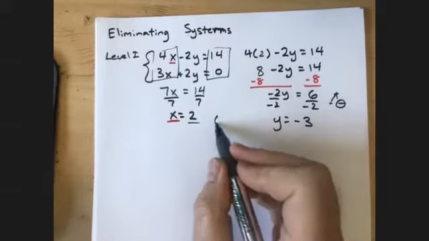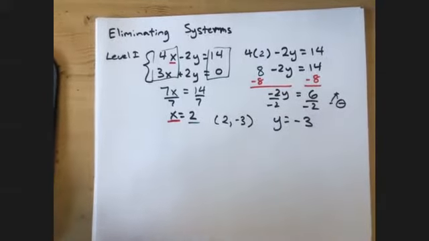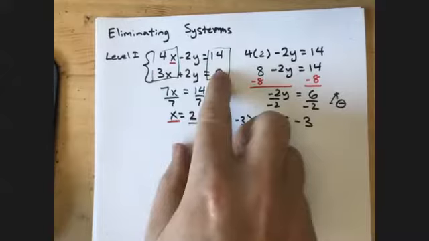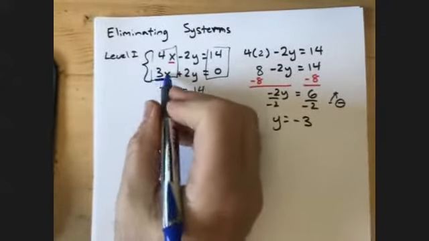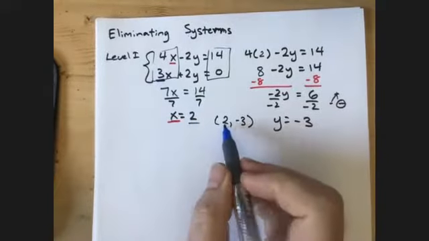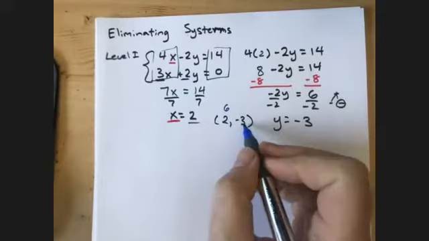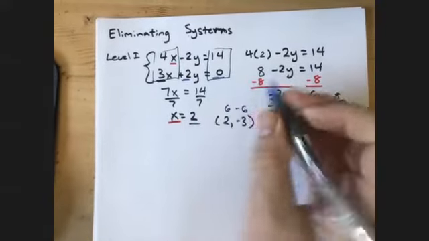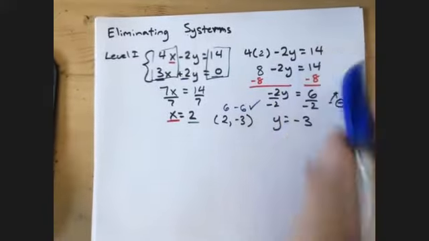Now my ordered pair should be my x first, followed by my y, and then I check by going to the other equation. I plugged in my x into the top equation, so I'm going to check with the bottom by taking the coefficient and multiplying. So 3 times x, 3 times 2 is 6. And I take the y, the 2. 2 times negative 3 is negative 6. And 6 minus 6 equals 0, so therefore it works with the bottom equation. I already know it works with the top.